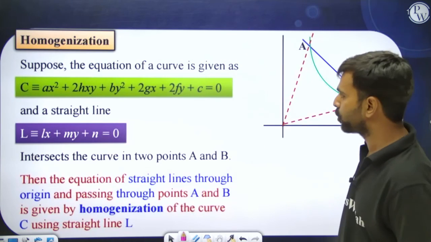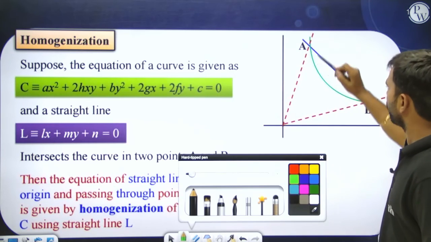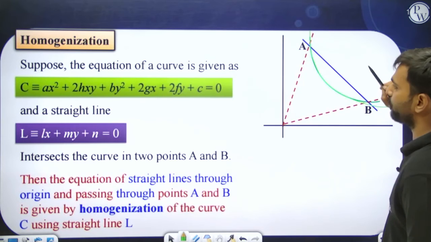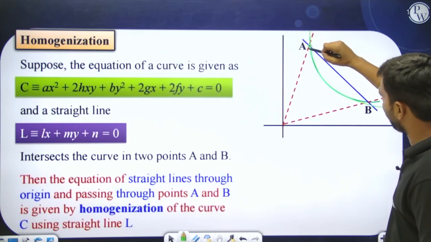Yes, homogenization, this is one such concept. Let me tell you this as well. Now look, let's say this is some green curve given to me, and from there a straight line is passing through the 2 points A and B.